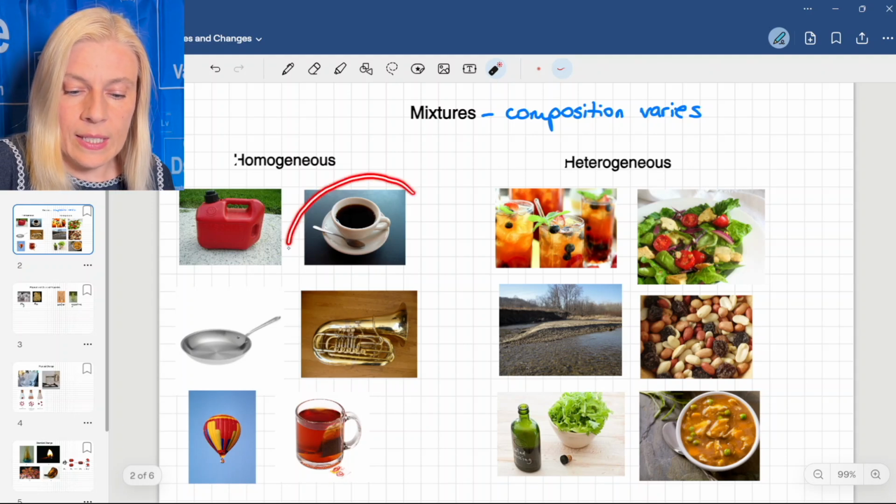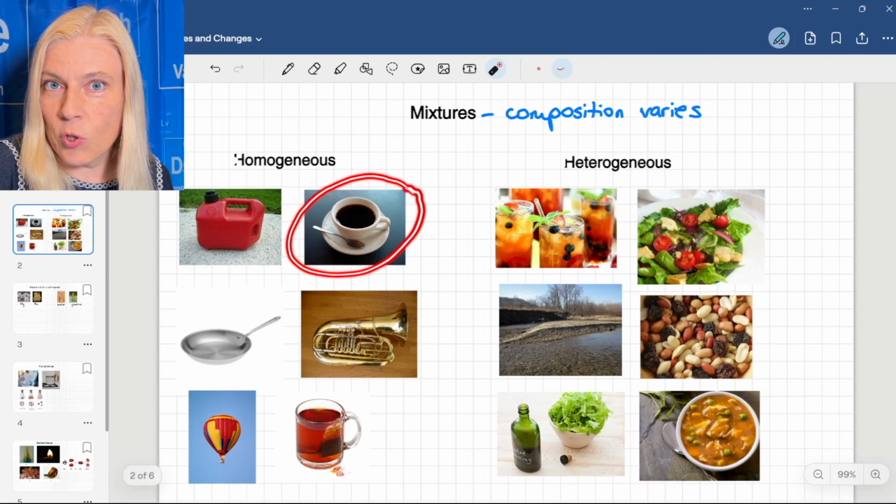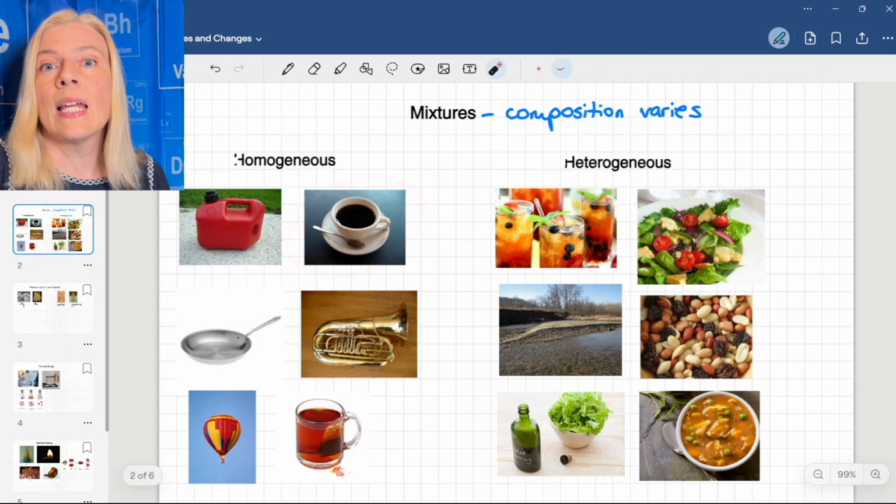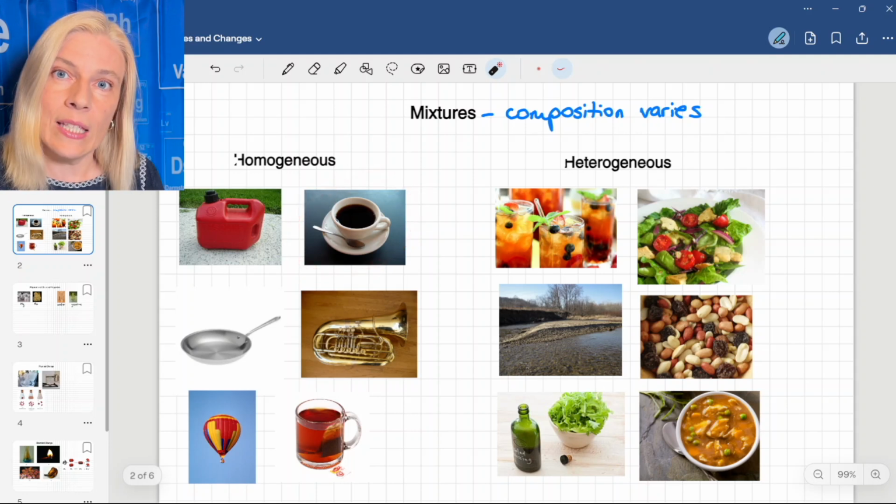Here is another example, coffee. Let's say I put sugar in coffee and I mix it, dissolve it, and this is also uniform throughout. That means every sip I take will taste the same.